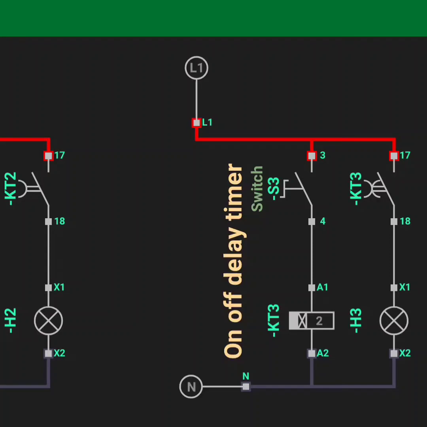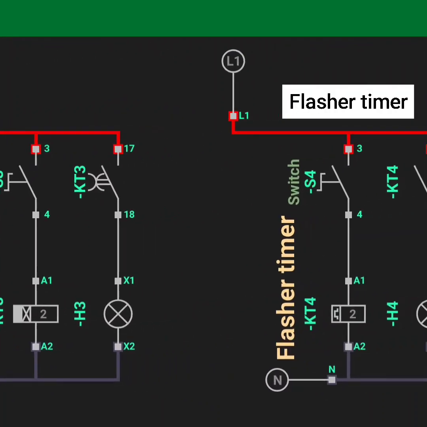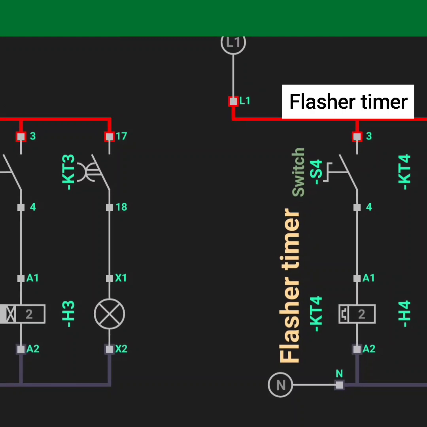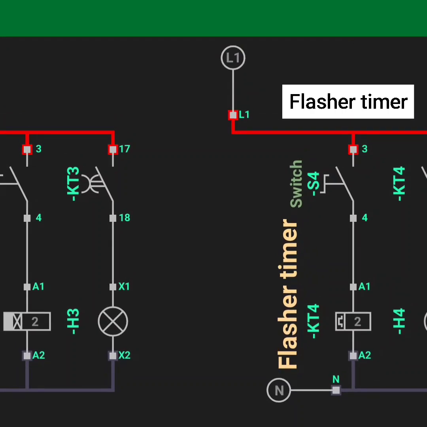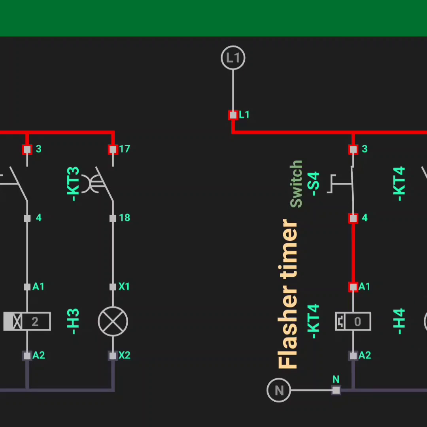Now let us see the fourth circuit, that is flasher timer. Here I'll enable switch S4. You see what happens is, here also dual time setting is there. One is on timing, another is off timing. You can keep them equal or unequal as per your choice. I'll just disable switch S4.